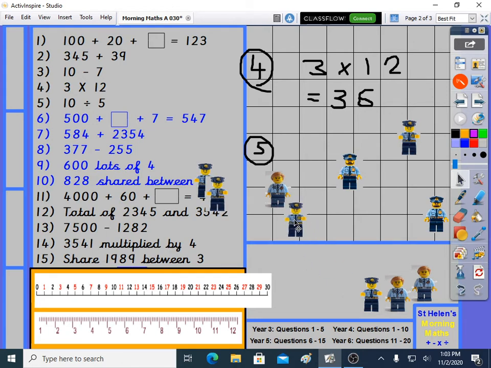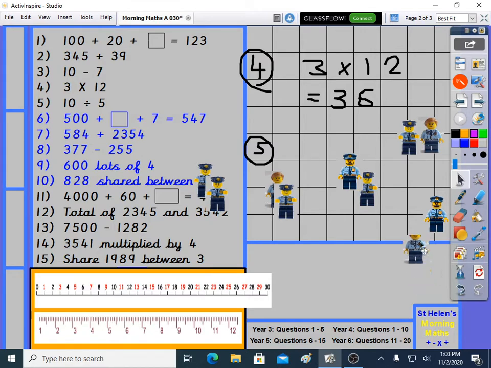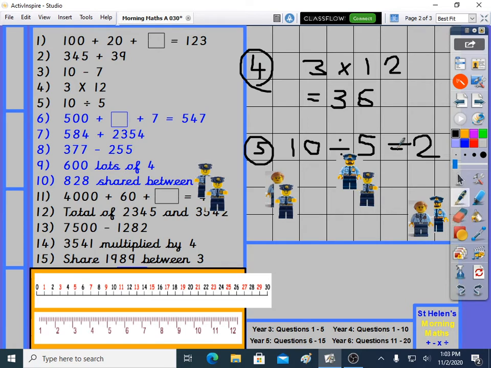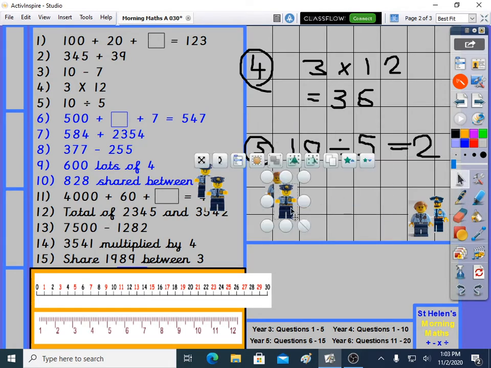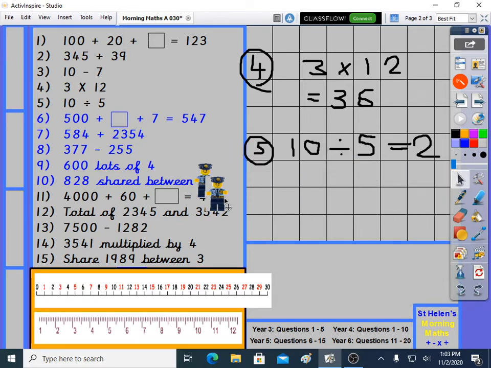That group now has 2. That group has 2. That group has 2. That group has 2. That group has 2. All nice and fair. Every group has 2 because the answer is 2. 10 divided by 5 equals 2. Can you write on top of Lego figures? 10 divided by 5 equals 2. You can't see it very well. Now you can. 10 divided by 5 equals 2 is our answer. That's a year 3 level work done.